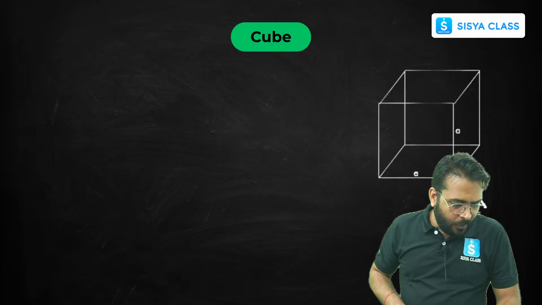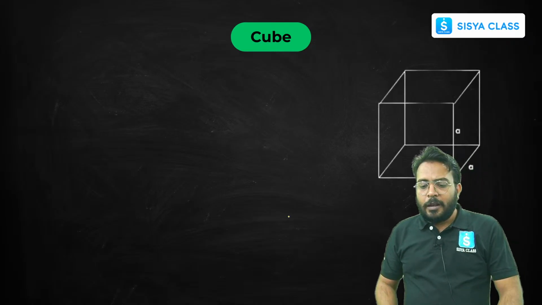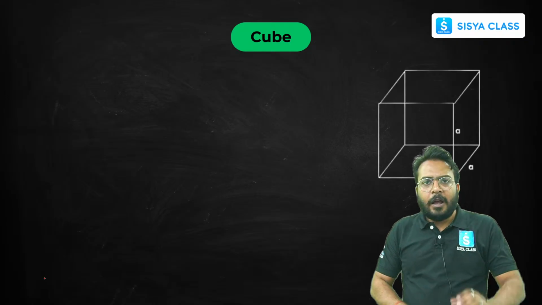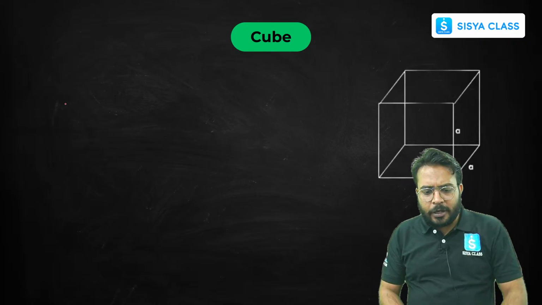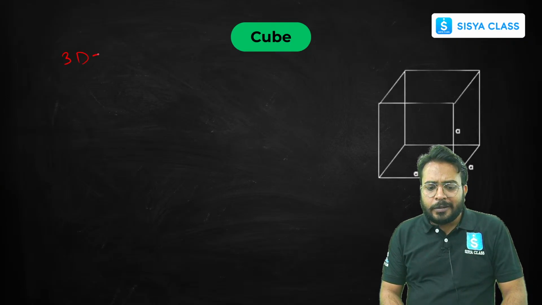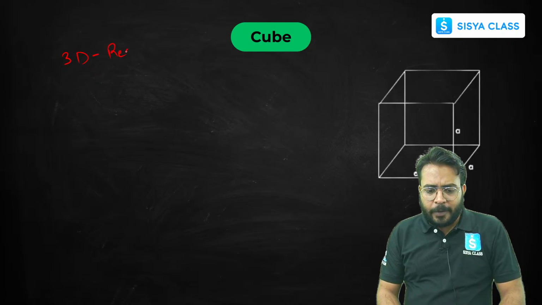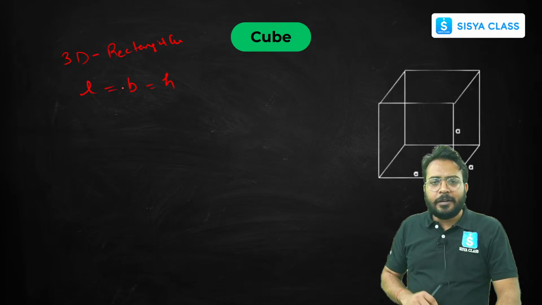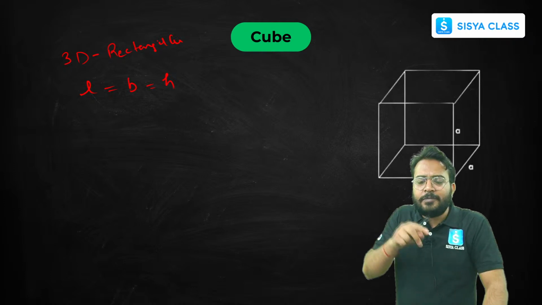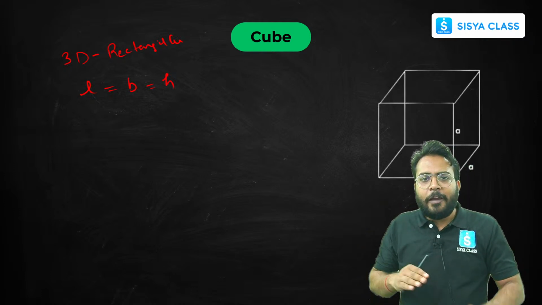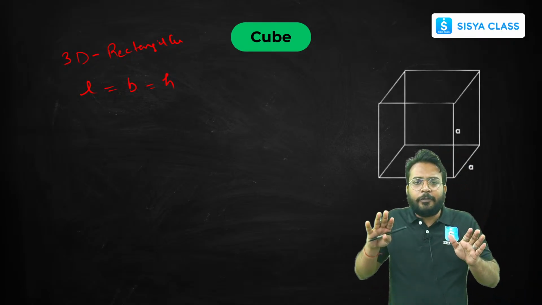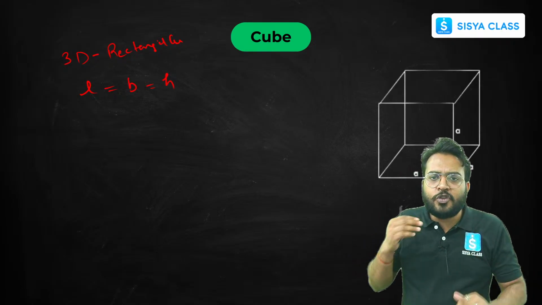Now let us see the cube. It is also a 3D rectangular solid shape. Here your length, breadth and height are all of the same dimension. When length, breadth and height are of the same dimension, it forms a cube. If one of these three has a different length, then it forms a cuboid.